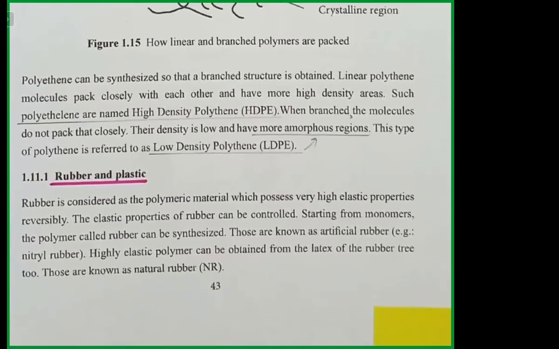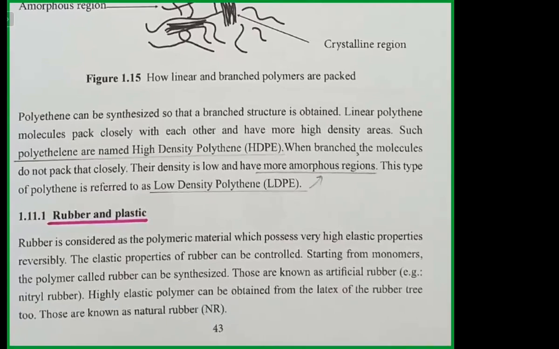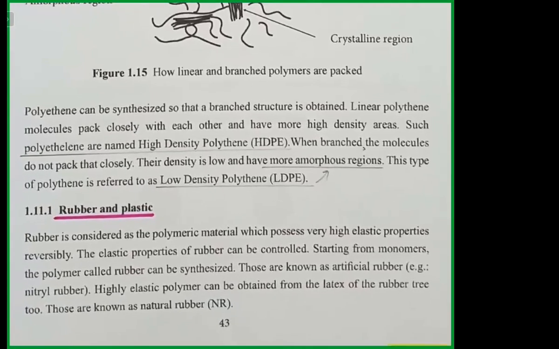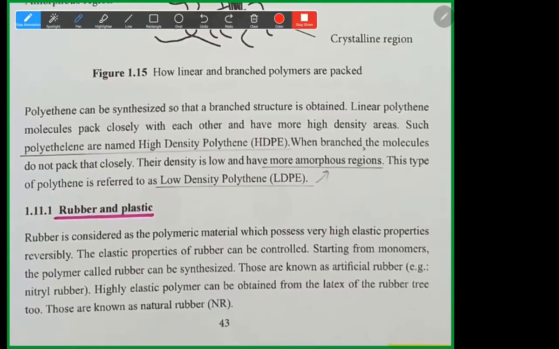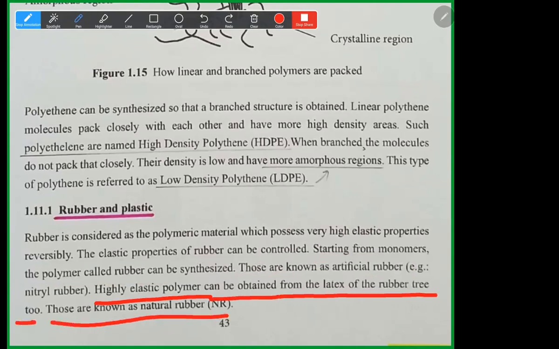Rubber and plastic. Rubber is considered a polymeric material which possesses very high elastic properties. Reversible. The elastic properties of rubber can be controlled. Starting from monomers, the polymer for rubber can be synthesized. Those are known as artificial rubber, for example nitrile rubber. Highly elastic polymer can be obtained from the latex of the rubber tree too.